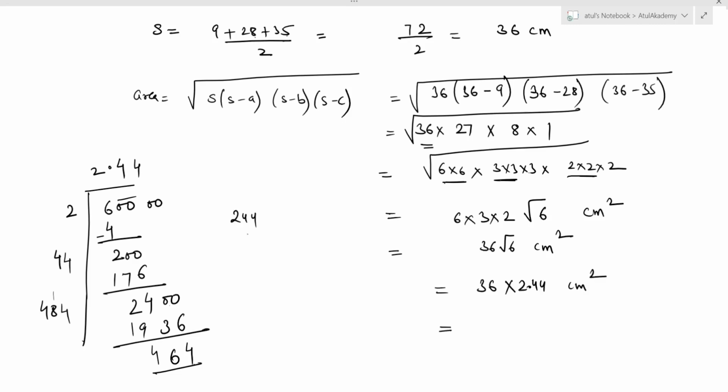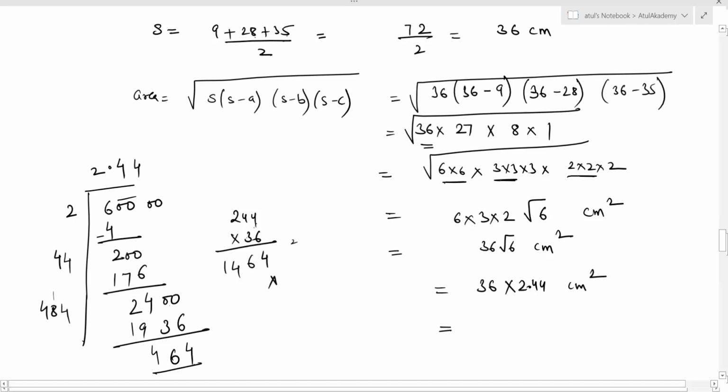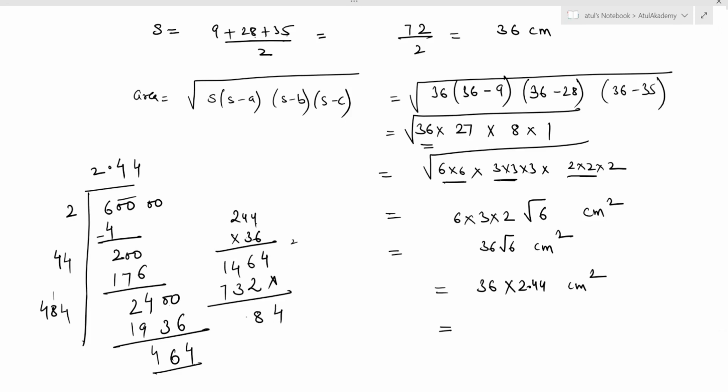So 244 into 36. How much is that? So 6 fours are 24, 2 carry over. 6 twos are 12, plus 2 carry over, 14. 3 fours are 12, 1 carry over, 13. 1 carry over, 7. So that's 4878. It's coming out to be 87.84 centimeter square. So that's the area of the triangle.